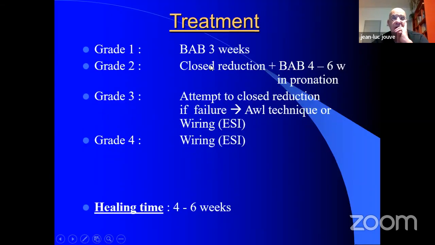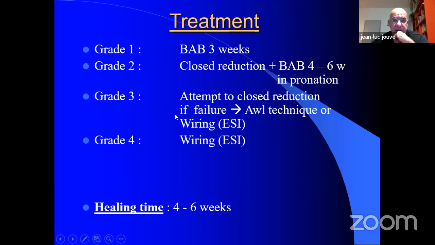The treatment in grade 1 and grade 2 is immobilization without surgery, and the cast must be in place for 4 to 6 weeks. It's a relatively long period to obtain consolidation, and in the cast the forearm must be in pronation.